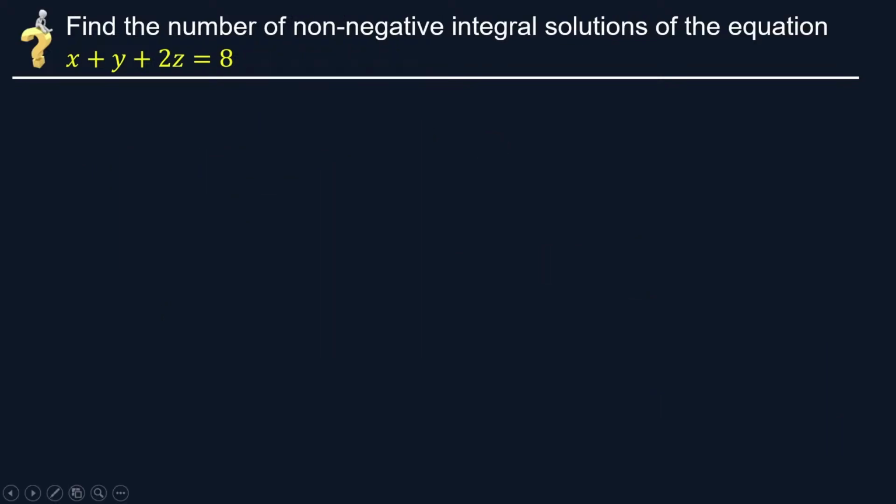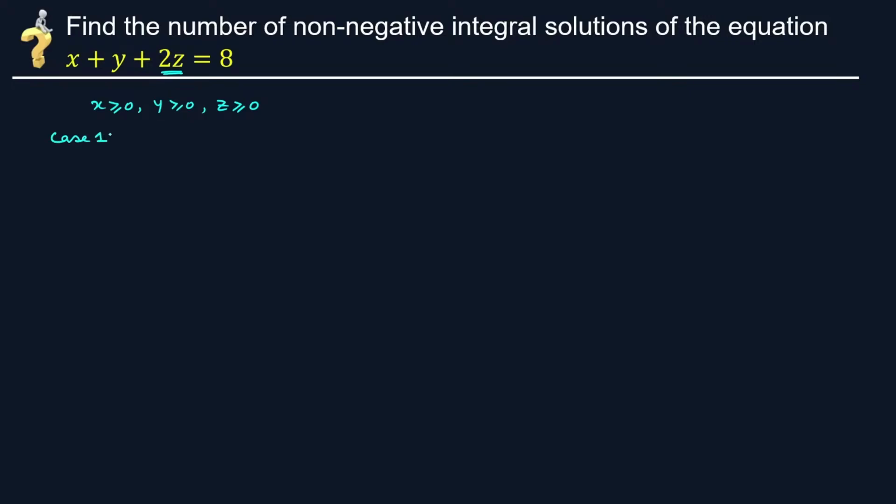In this question, we have been asked to find the number of non-negative integral solutions of the equation x plus y plus 2z equals 8. That is, x is greater than or equal to 0, y is greater than or equal to 0, and z is greater than or equal to 0. But in this case, we cannot use the partition method directly, because here there is 2z. It's not only z, it's 2z. So in this case, we will consider some cases.